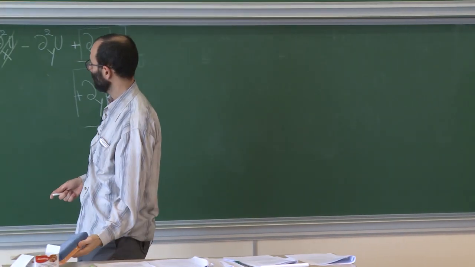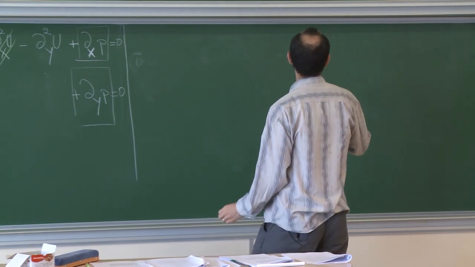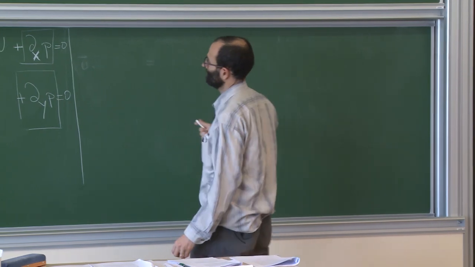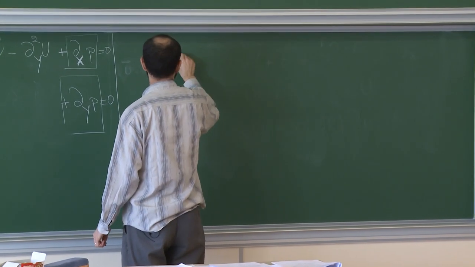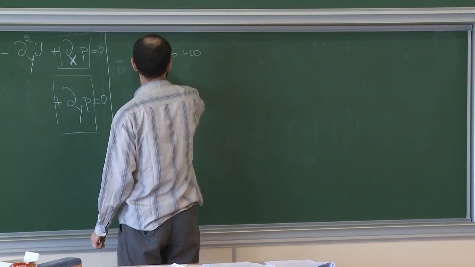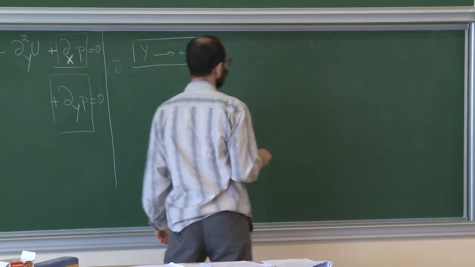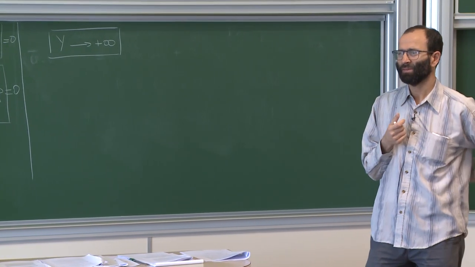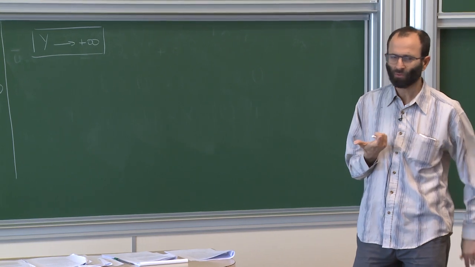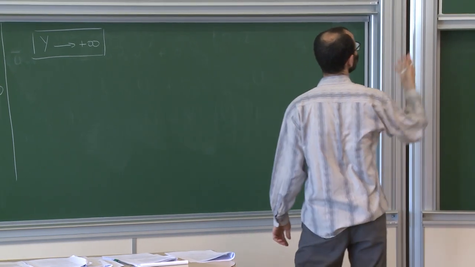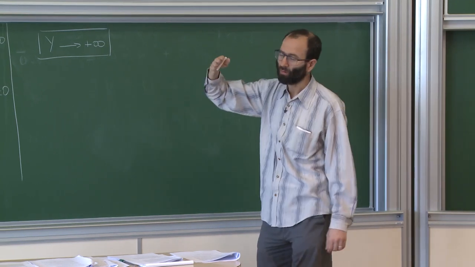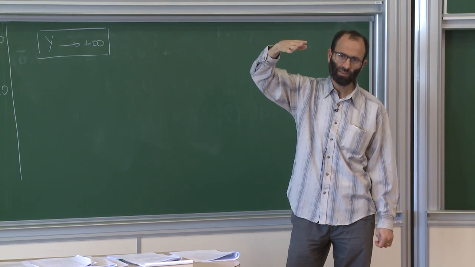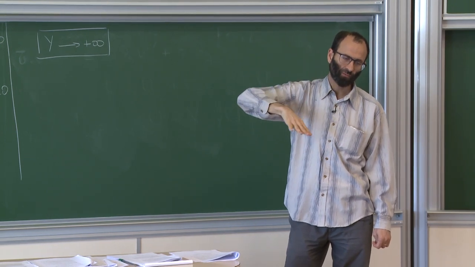So I still need one thing. I still need to understand what happens when capital Y goes to infinity, right? Now, capital Y goes to infinity, it seems a little bit counterintuitive, but that normally corresponds to small y equals zero. It corresponds to the boundary effect of Euler, right?